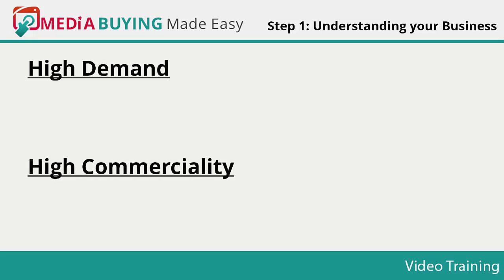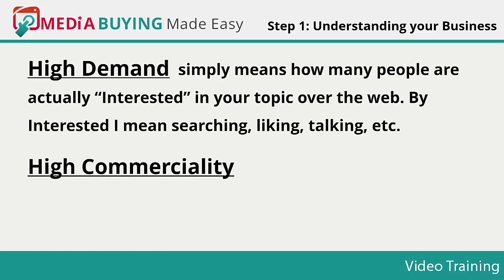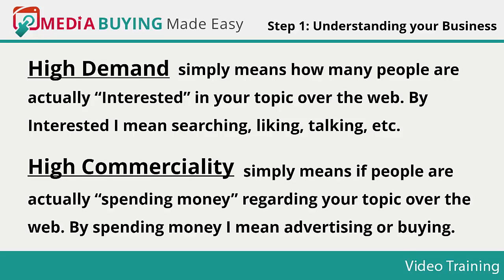There are two extremely important principles the topic you are trying to work with has to have in order to consider it a hot topic to work with. And those two principles are high demand and high commerciality. High demand simply means how many people are actually interested in your topic over the web. By interested, I mean searching, liking, talking, etc. High commerciality simply means if people are actually spending money regarding your topic over the web. By spending money, I mean advertising or buying.